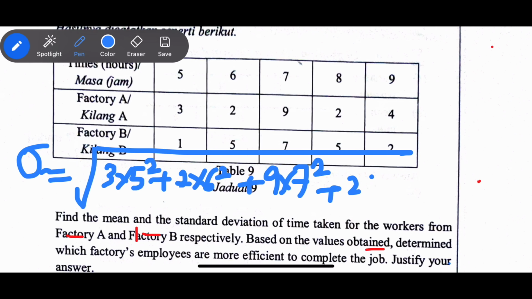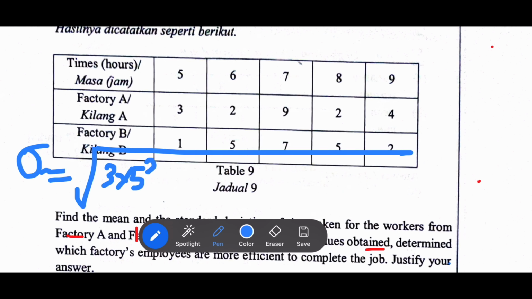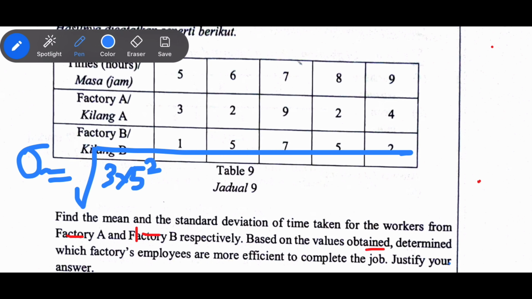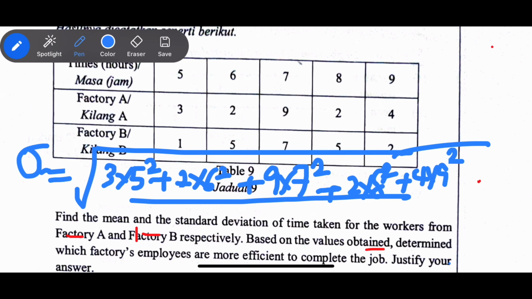Alright, so let's see. I find the A first, 3 times 5 square, okay? The data square, frequency, no square, okay? 2 times 6 square, right? And then 9 times 7 square. And then plus 2 times the 8 square. And plus 4 times the 9 square. Alright, extend the square root longer. Over total frequency, okay? And minus the mean 7.1 square just now.